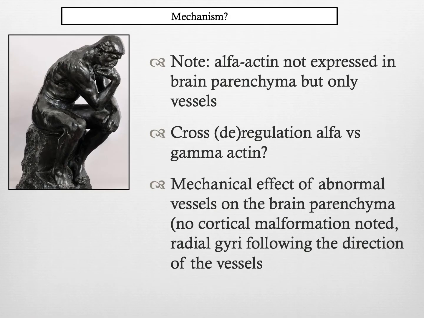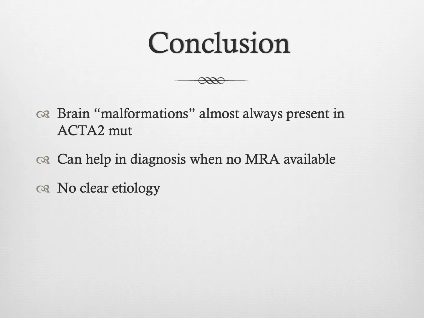What is the mechanism? Well, alpha-actin is not expressed in the brain, only gamma-actin is expressed. So unless we postulate a deregulation between alpha and gamma-actin, most likely the mechanism is that the abnormal straightening and rigid vessel can create a mechanical effect on the brain parenchyma. So this is not really a cortical malformation, but most likely is a deformity.